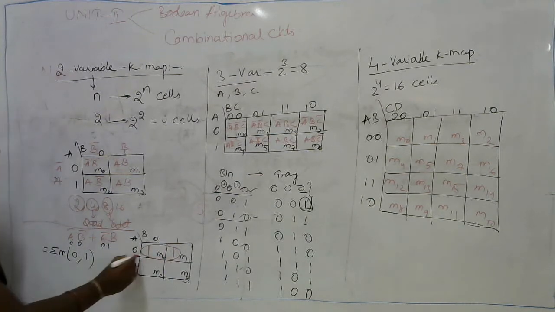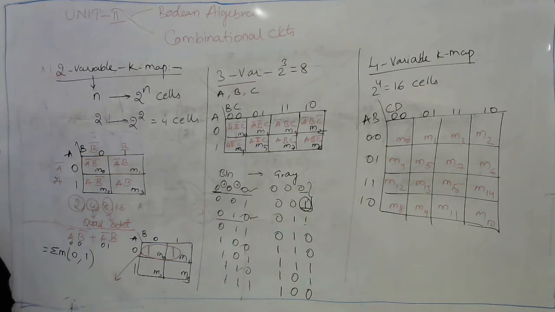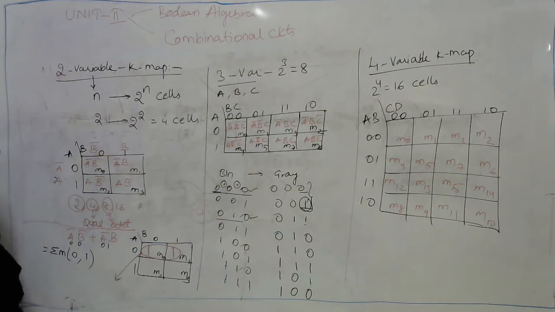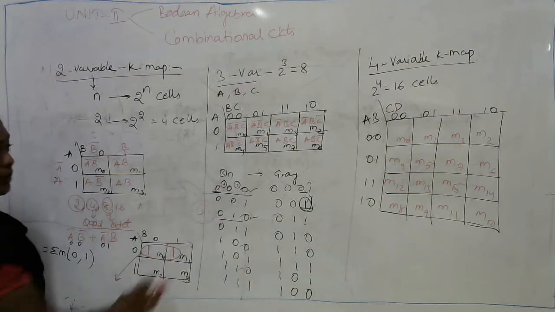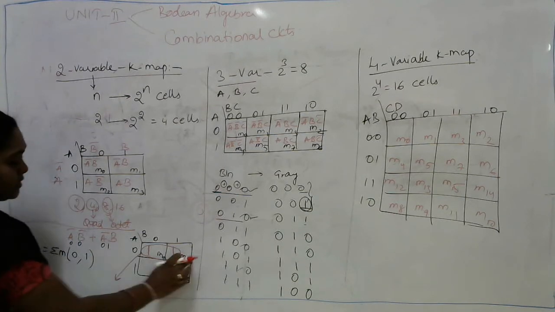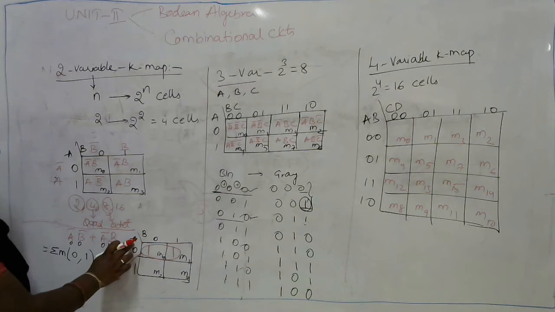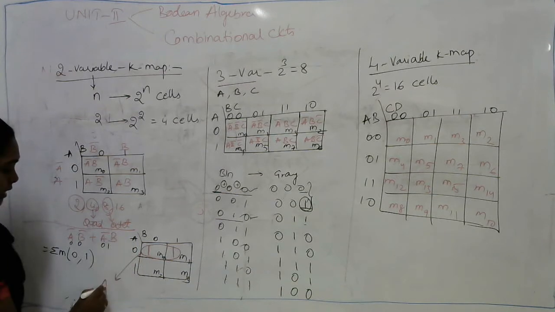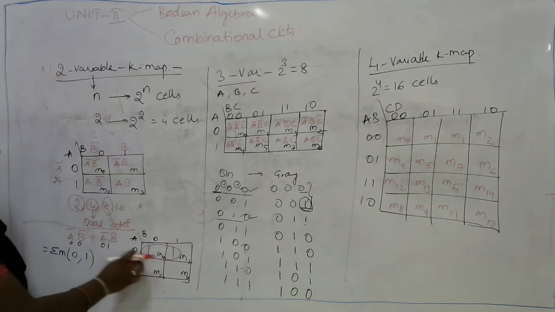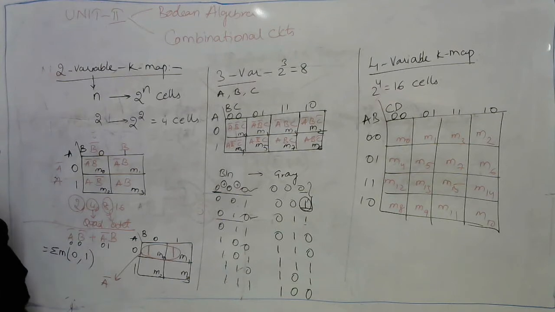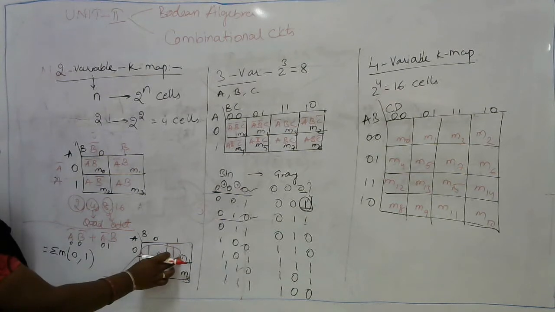Now for these, we need to write down an expression. In order to write down the expression for these two cells, as they share a common row, the row here is 0. For this 0, the corresponding variable is A, so here it is A bar. Whenever we are combining, first see the row part followed by the column part. So the row part is present only in the single row.